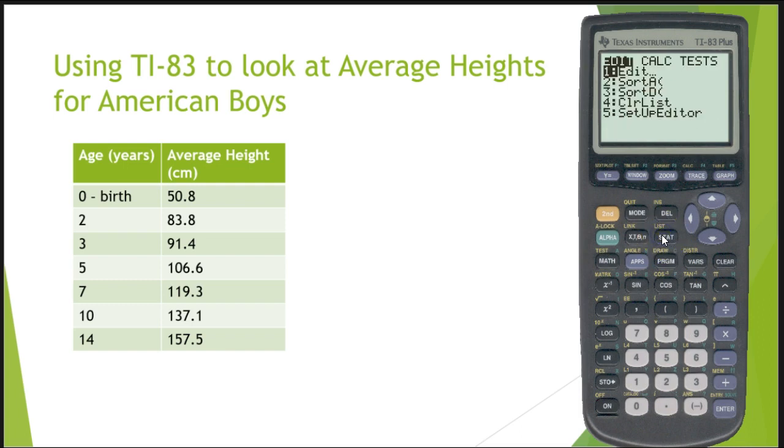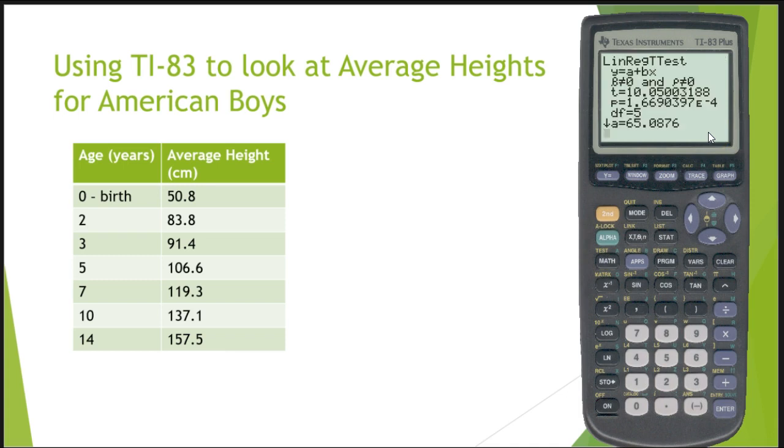We're going to go to Stat, over to Tests, and then you're going to go down and find the one that says LinRegTTest. So then you're going to hit Enter. The X list is L1, Y list L2, frequency 1, does not equal 0, regression equation, and calculate. So highlight calculate and hit Enter.